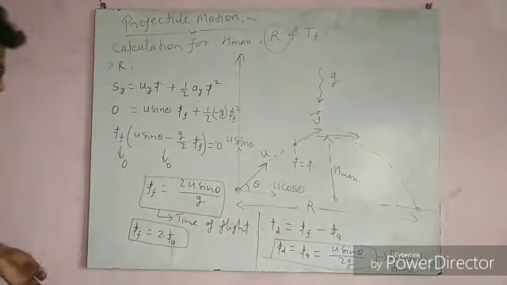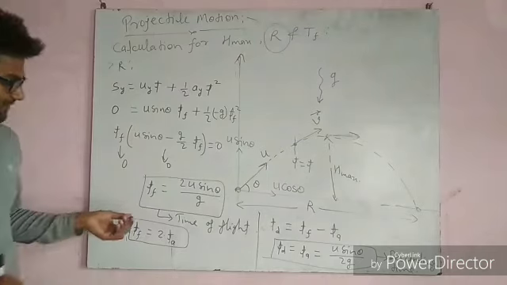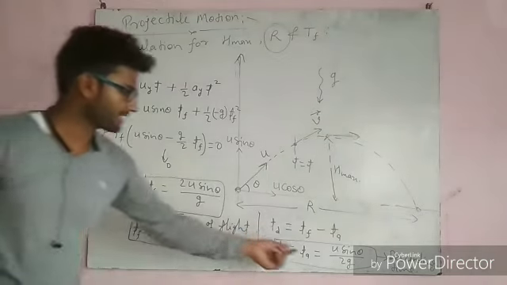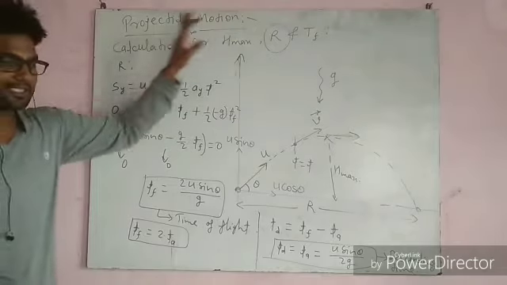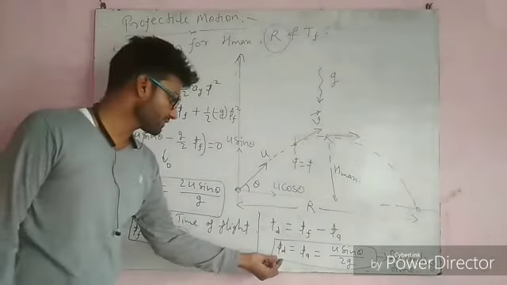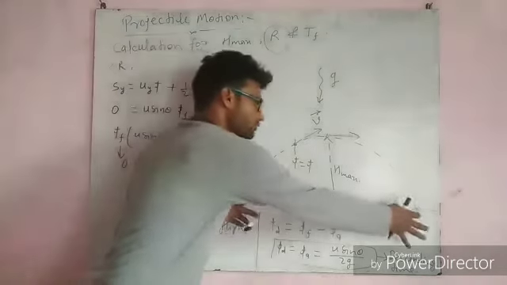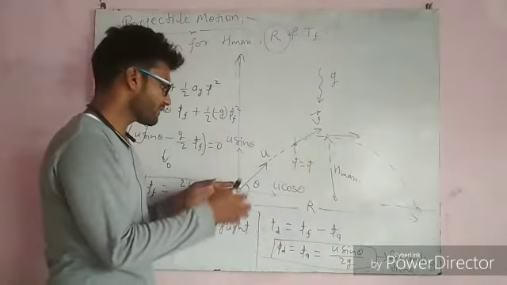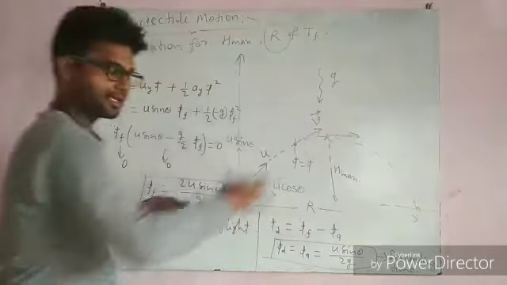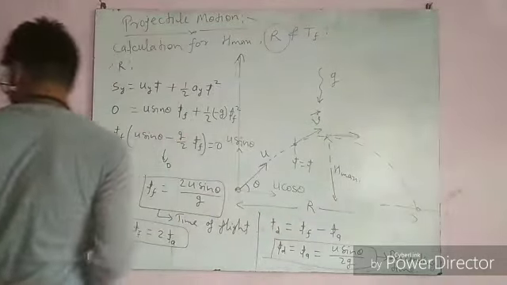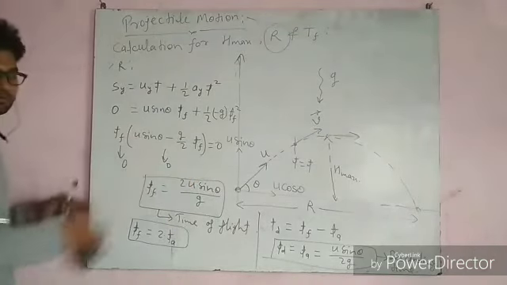Right? So we have the calculations for time of flight, ascending time, descending time, and the maximum height. Now that we have this time, we can calculate the range. From here we can calculate the displacement in horizontal direction, displacement in x direction, and that will be the range, right? So note it down.